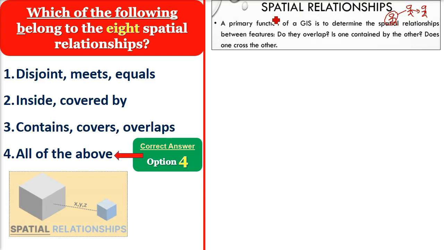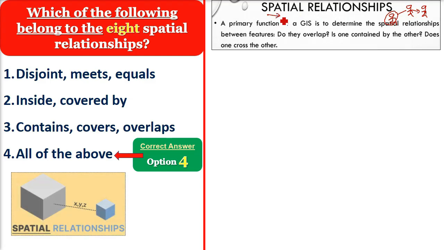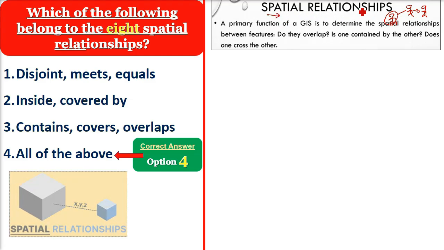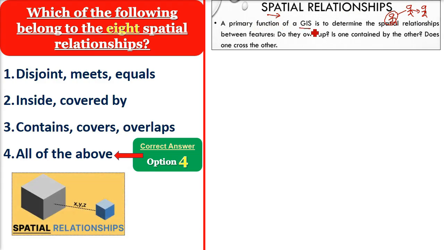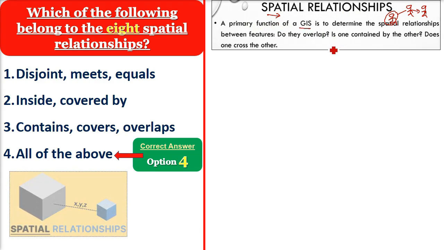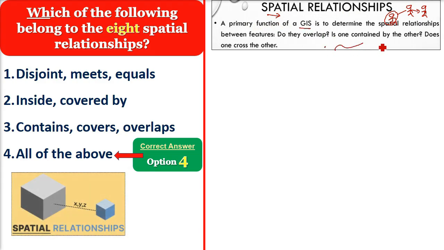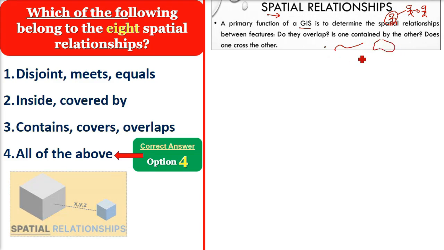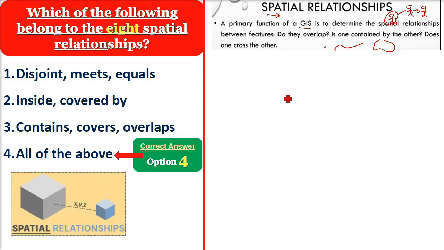Rivers, mountains, man-made material, natural phenomena, all these can be represented as features on a map and have to be placed on a GIS. So the spatial relationship will also be placed. Do they overlap? Is one contained by the other? Does one cross the other?